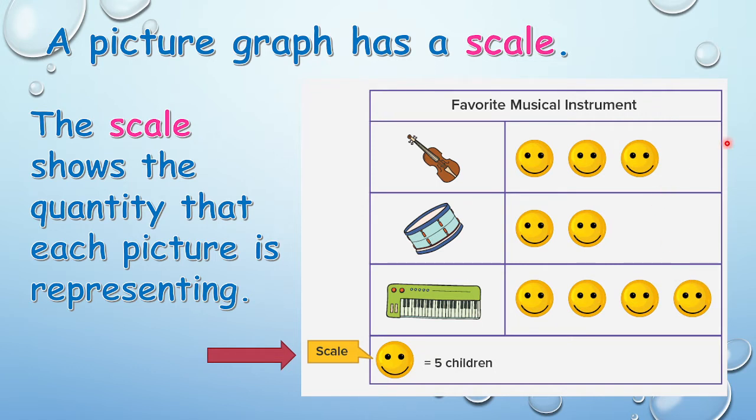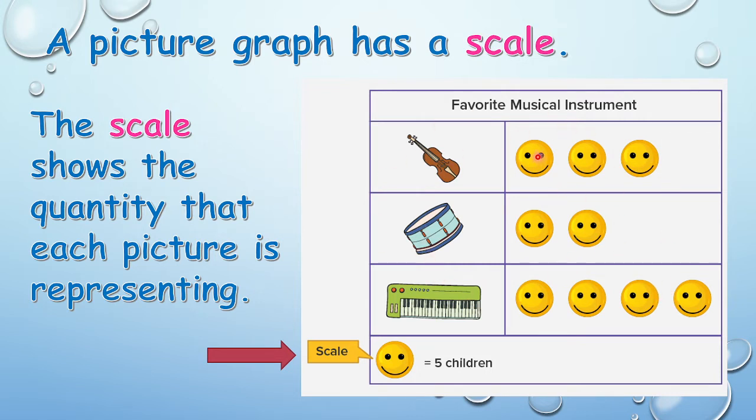So it means in this graph, do you know survey? Survey is when you ask many people to vote. Do you know vote? Vote, for example, I vote for letter A. I vote for letter B. I vote for letter C. So this one, they asked 45 children to answer this.